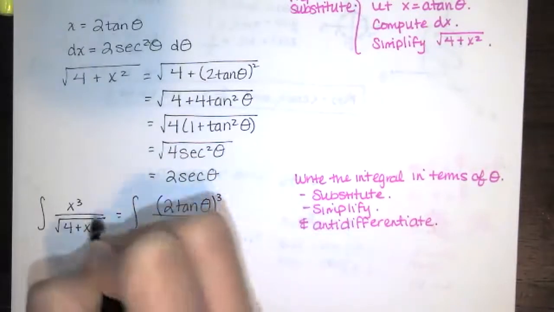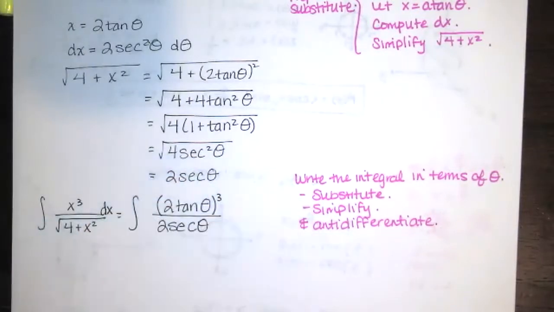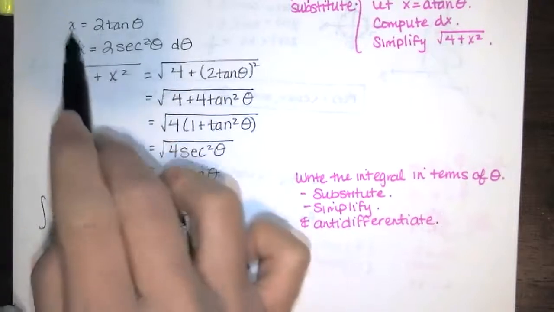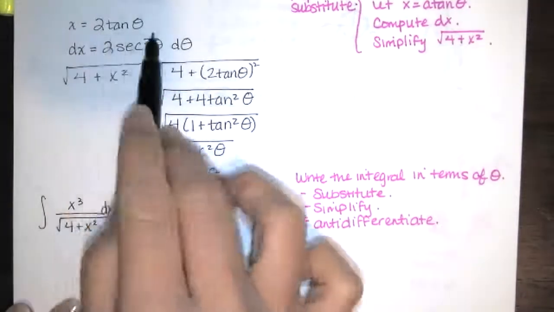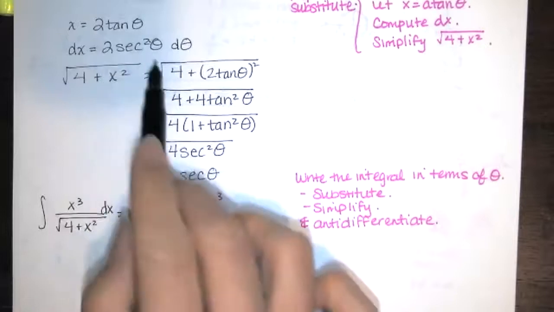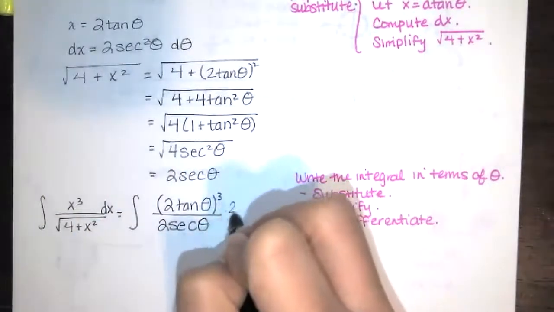And you see the mistake I made? I forgot to write my dx. Don't want to do that here. If you forget the dx, you're going to have the wrong integrand. Dx needs to be substituted as well. If x is equal to 2 tangent of theta, dx is 2 secant squared theta d theta.